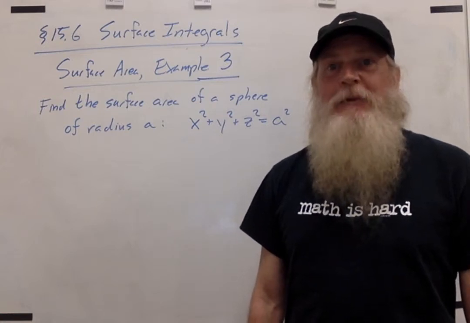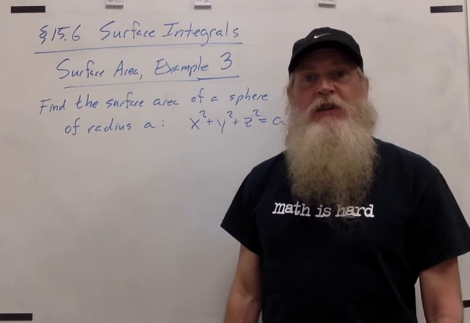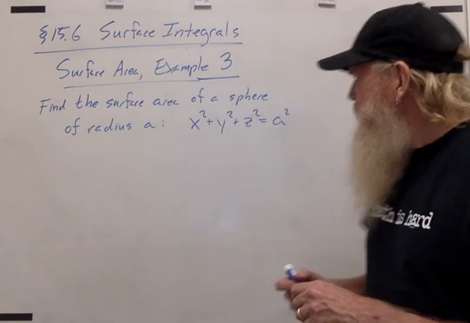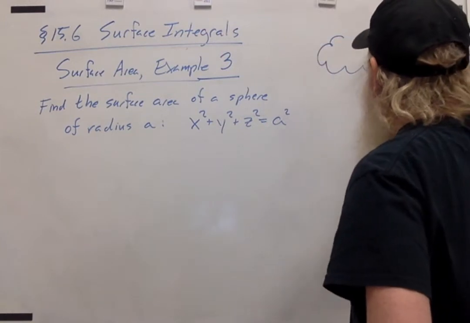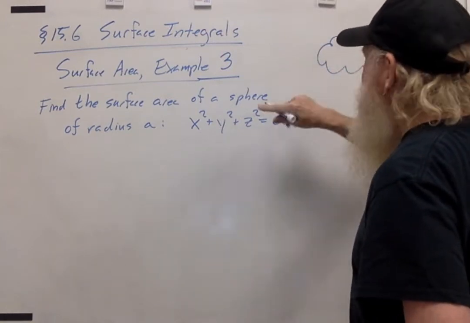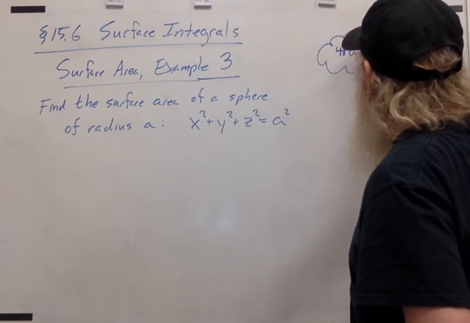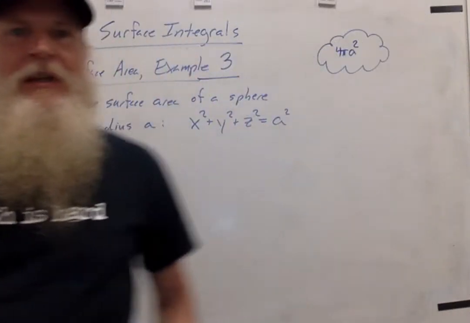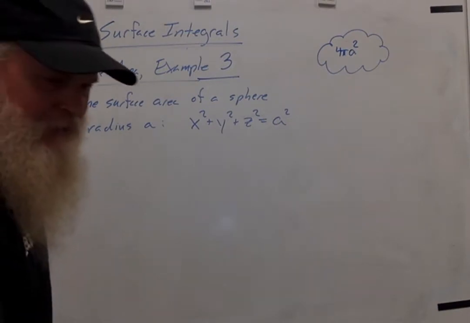As our last example of calculating surface area, let's find the surface area of a sphere of radius a. Of course, we have an idea of what the answer should be. If you remember your surface area formulas, the surface area of a sphere is 4 pi times the radius squared. So we're expecting to get an answer of 4 pi a squared when we get done.